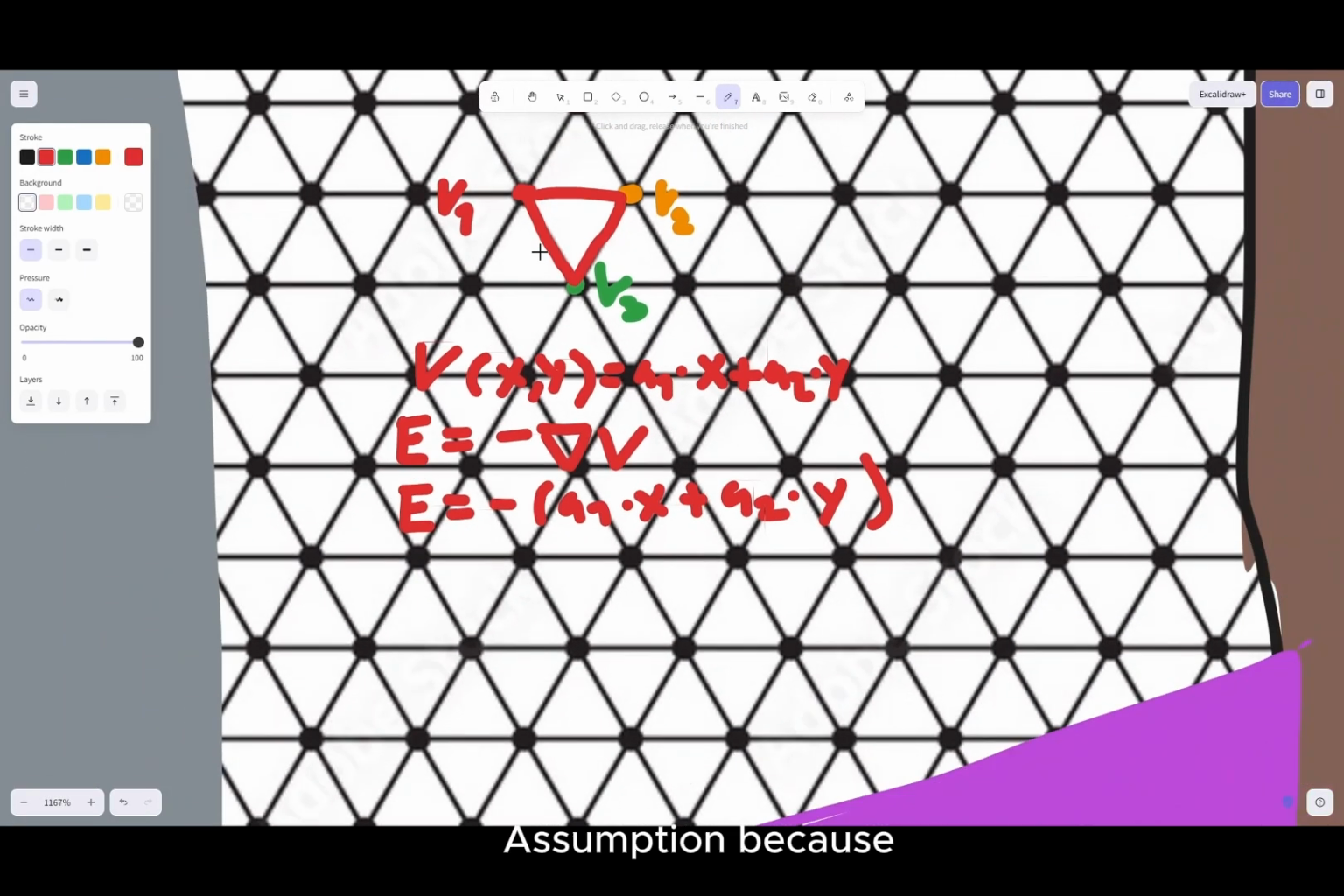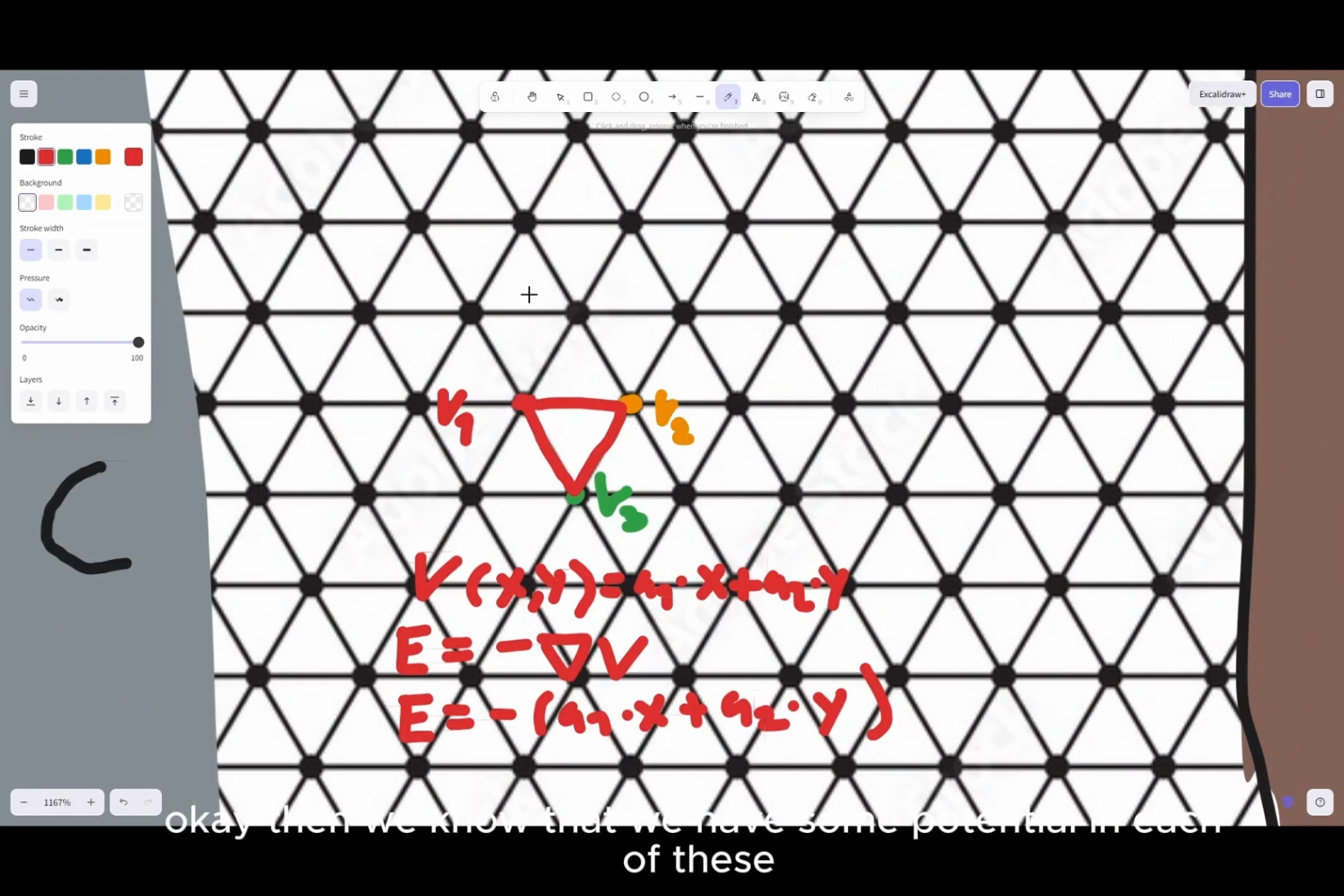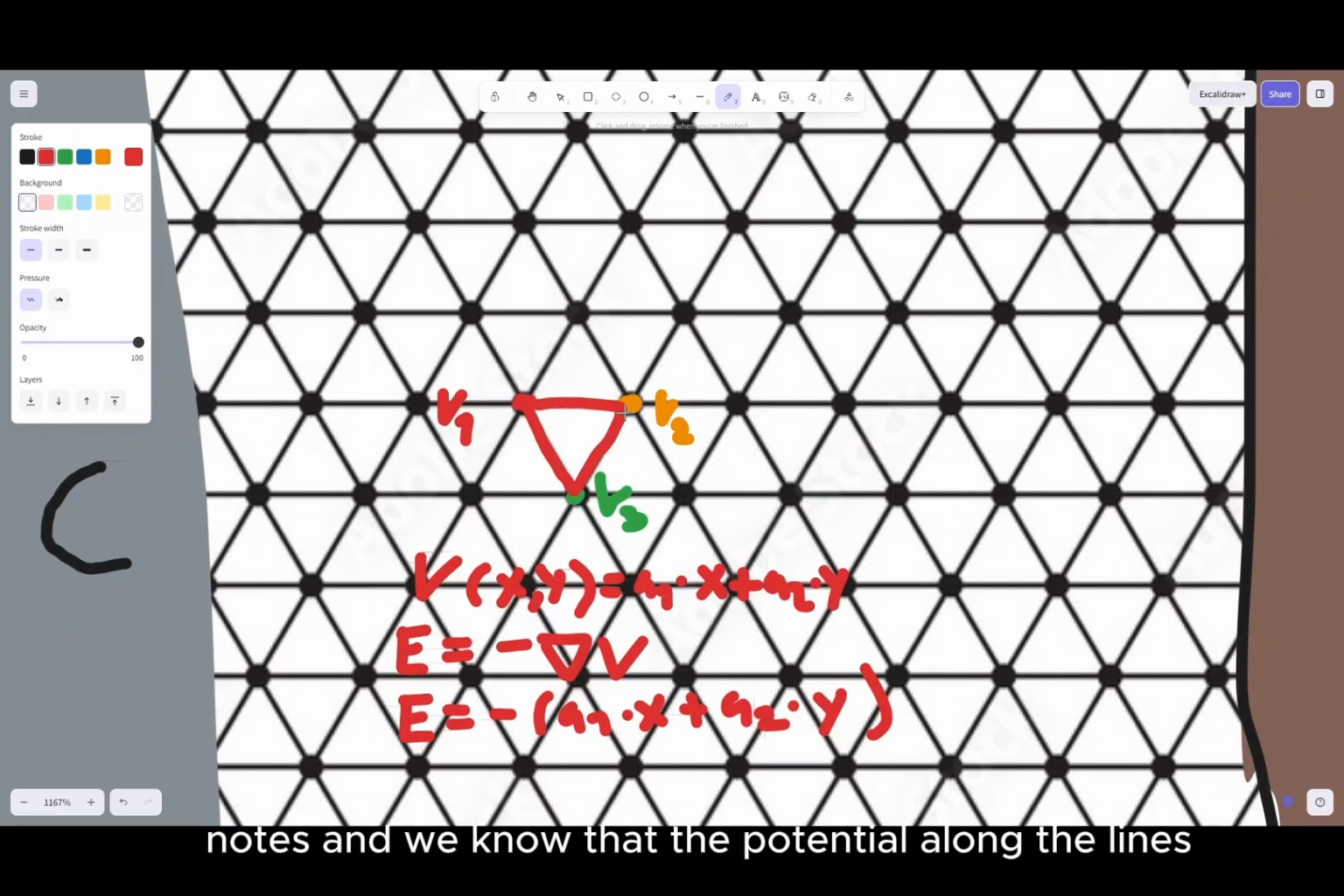And where do we use this? That's the second assumption. Because okay, then we know that we have some potential in each of these nodes, and we know that the potential along the lines is linear, and we know that inside of the triangle, the electric field is proportional to the slope of the lines. Fair enough. But how can we find it for the whole system? And what is the goal of this? That's the second assumption. That's the why. So why the method actually converges to the right answer.